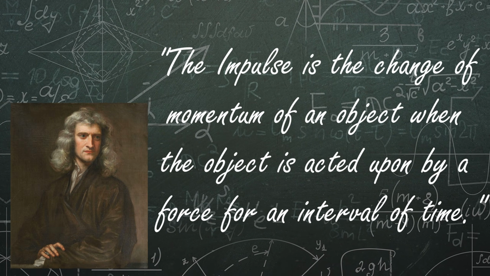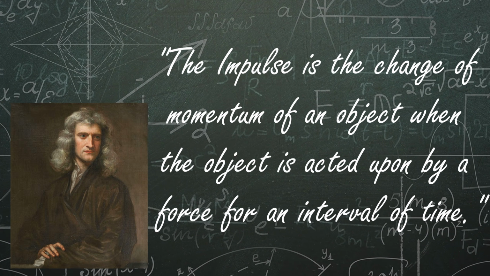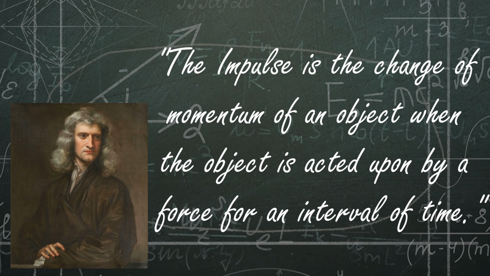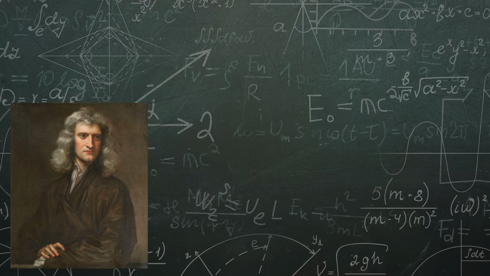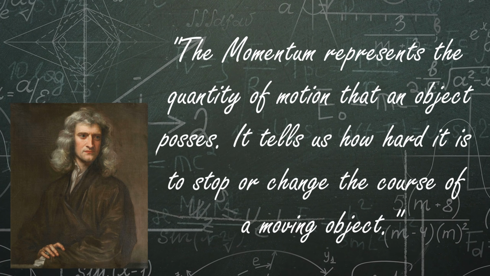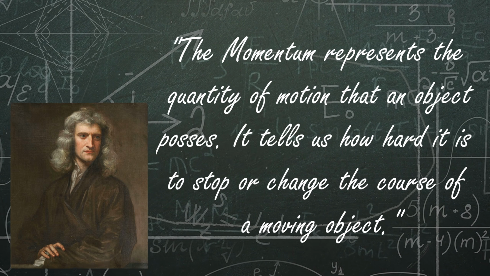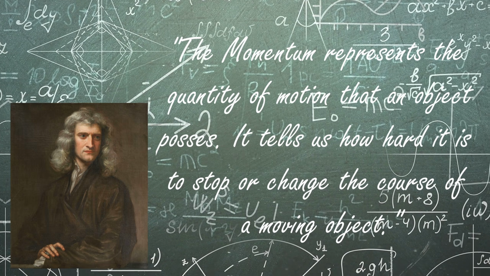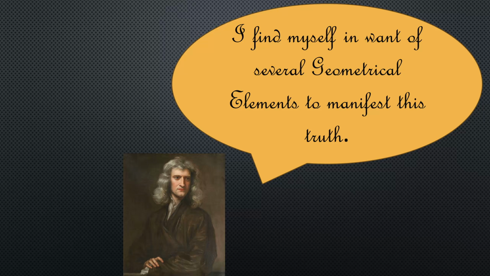The impulse is the change of momentum of an object when the object is acted upon by a force for an interval of time. As you probably remember from a previous tutorial, the momentum represents the quantity of motion that an object possesses and basically tells us how hard it is to stop or change the course of a moving object. To calculate the impulse, we will need a few geometrical elements.